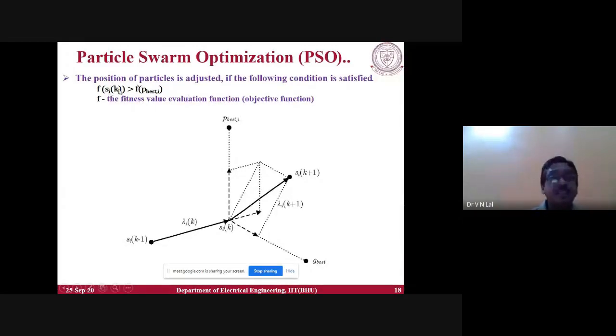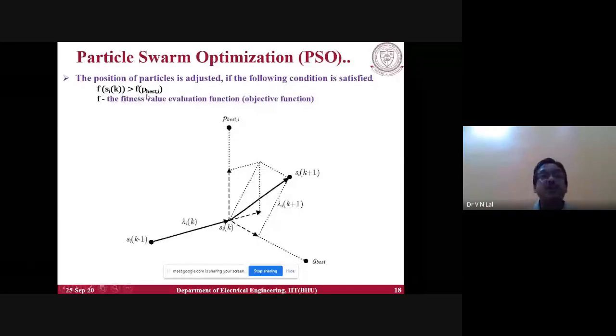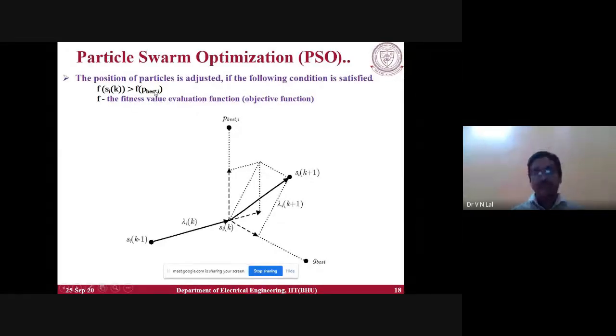That will depend upon this Sik. So f is a function of Sik, this is position. Again, I'm telling you this is the position, the instant position, the present position. So if f of Sik is greater than the function of the best position of i, if it is greater, then the particle position is to be adjusted. Okay. Now, if it is not greater than the P best position, then the particle position will simply be P best i. I don't know whether you're appreciating or not, but I'm trying.